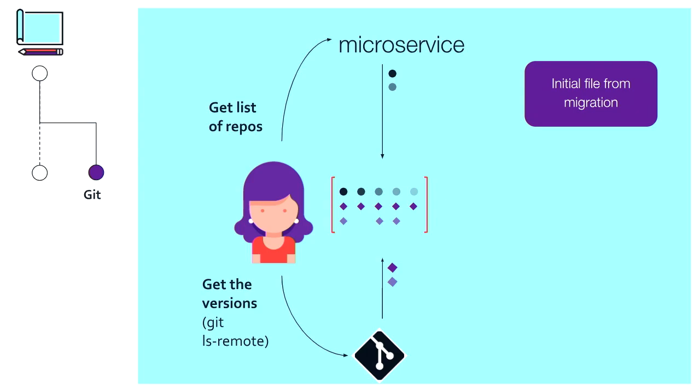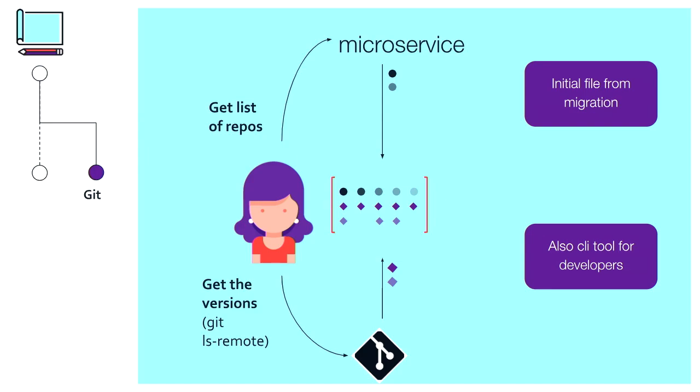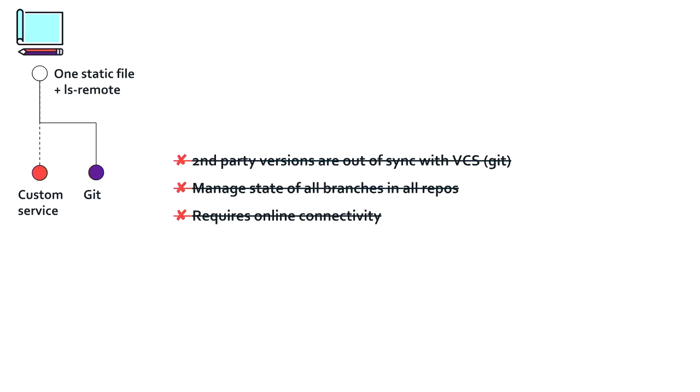And we do get git ls-remote. This is to build the first-time-ever master version. Additionally, this is something that is used by a CLI tool for developers, right? Because if they want to reset the versions. OK, so what's good about that?